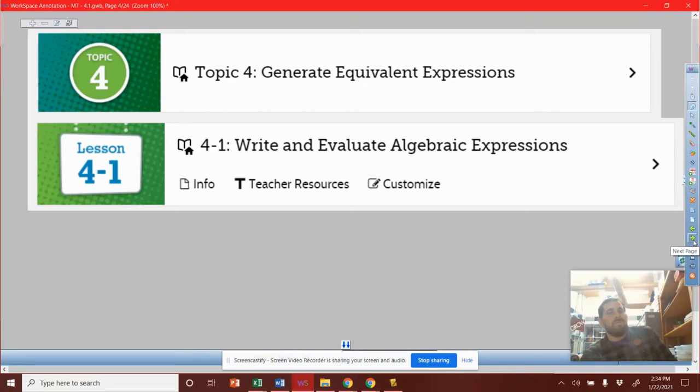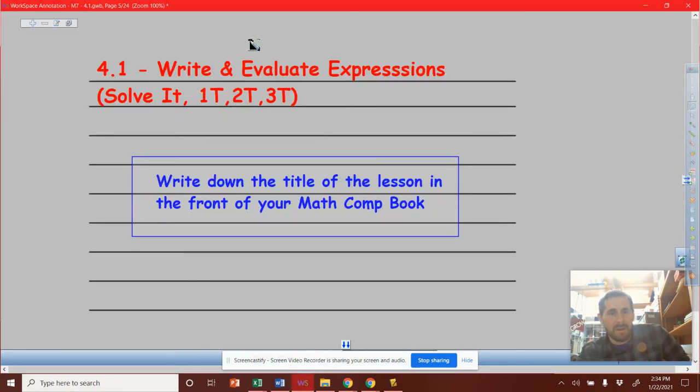All right, we're going to start a new unit. It's write and evaluate algebraic expressions. And I will let you guys know this too, but we're going to write into our journals.